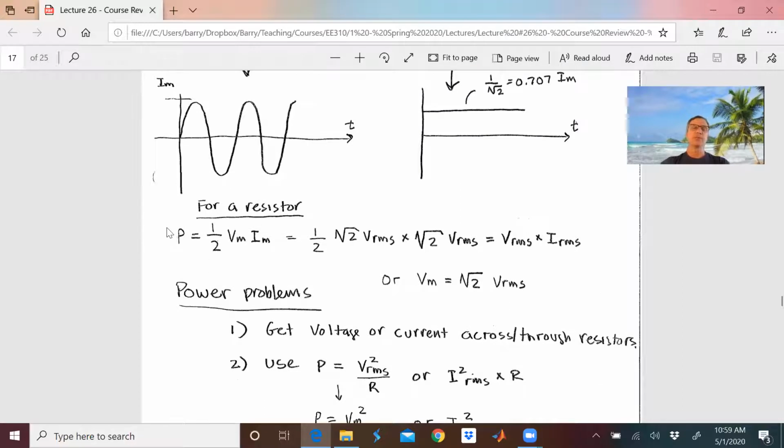So for a resistor, the power is 1/2 Vmax times Imax, or in other words, 1/2 of √2 VRMS, because that's Vmax, times √2 IRMS, and we have VRMS times IRMS. So pretty cool. For a resistor, we can just say the average power is the RMS voltage times the RMS current, and that makes it a lot easier for us. Or we can always say Vmax is equal to √2 VRMS for sine waves, not for wacky waveforms. Wacky waveforms, you have to go figure it out.